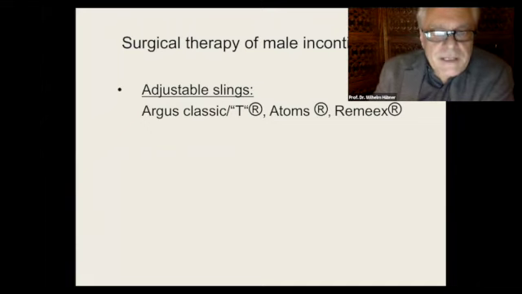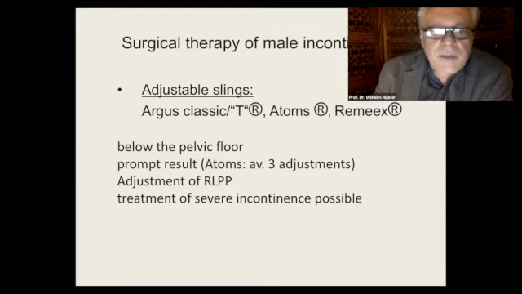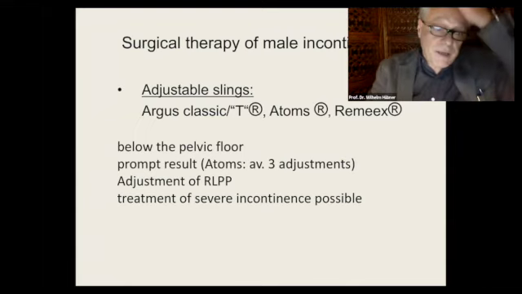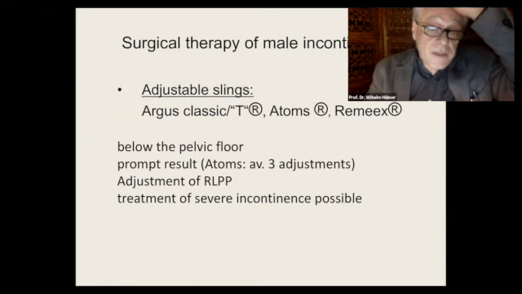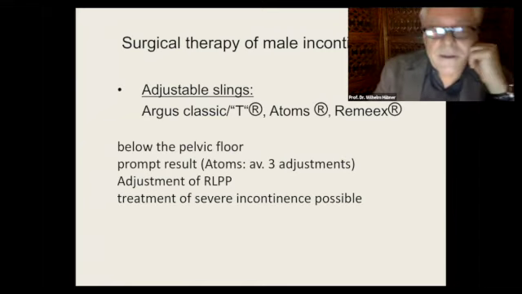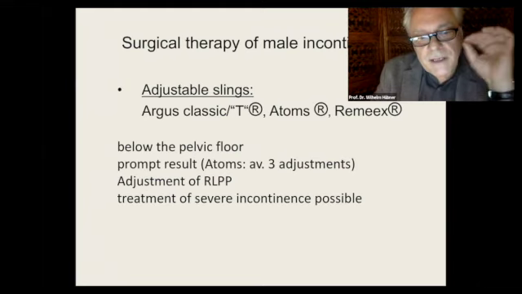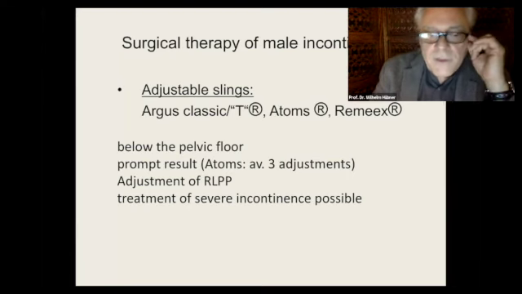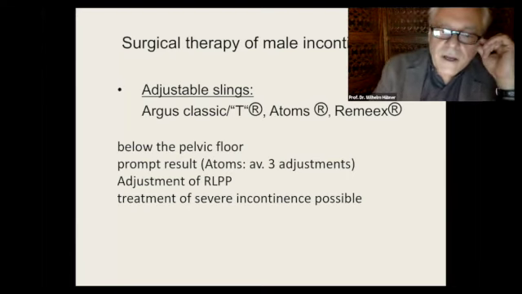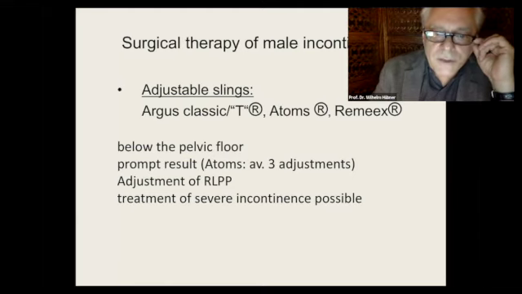Now, the adjustable slings, ATOMS, Argus, ReMeex, they are suburethral slings. That means they are below the pelvic floor. They are out of the irradiation field. You can have a prompt result, or you have a secondary adjustable system like ATOMS, but still you have a good result. There is the possibility of really exactly adjusting the retrograde leak point pressure. And from the literature, both for the Argus and the ATOMS, there are publications who show that you may really use it also for severe incontinence.